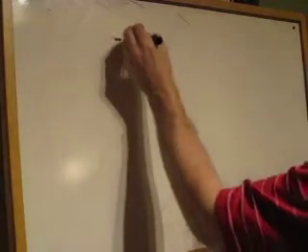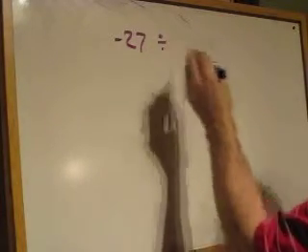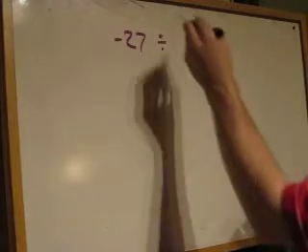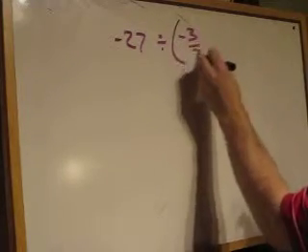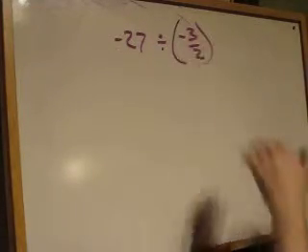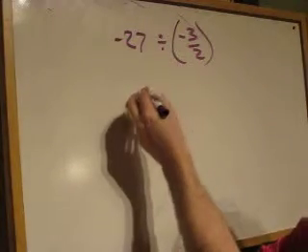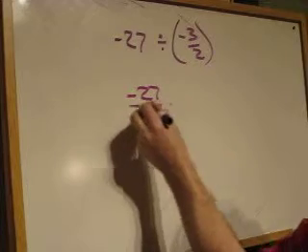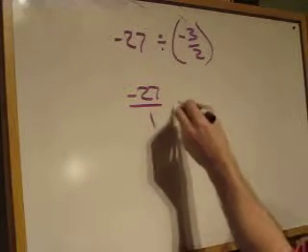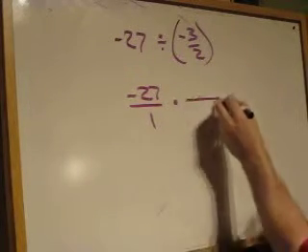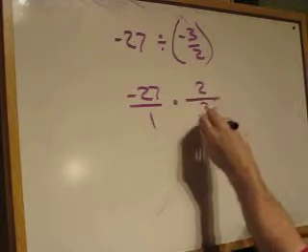Alright, let's do one with a couple negatives in here. Let's do negative 27, and let's divide that by negative 3 over 2. Alright, so we're going to do the same thing. We're going to take our 27, and it's the first one, so it doesn't change. We can write it as negative 27 over 1 if we like, but we're going to multiply, flip this upside down, and leave the negative.